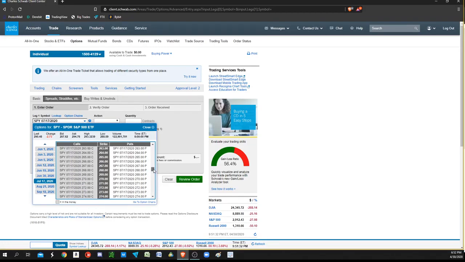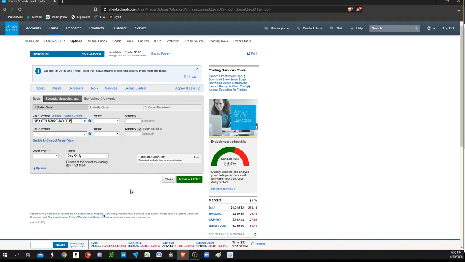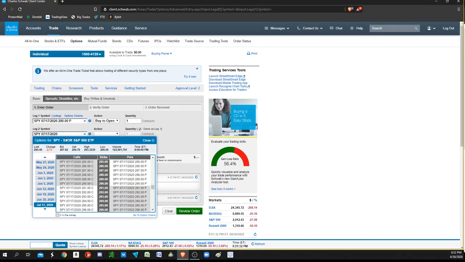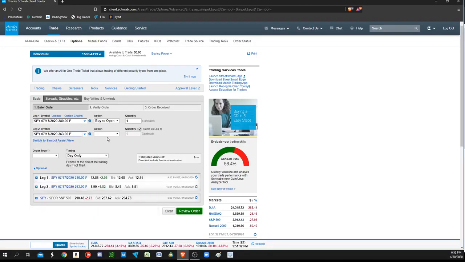So you're going to buy the 280 put. And on Schwab, when you're long an option, you have to do buy to open, quantity of 1, or however many contracts. Each contract is 100 shares. And then here, you just basically click in there. It'll pop up the same thing. And you're going to sell. I'm selling the 263 against it. And I have to sell to open.